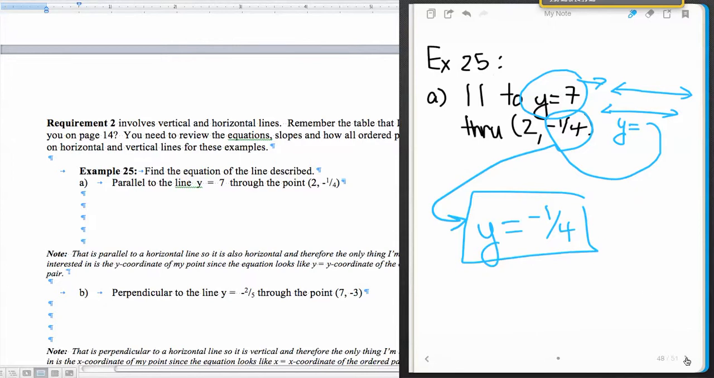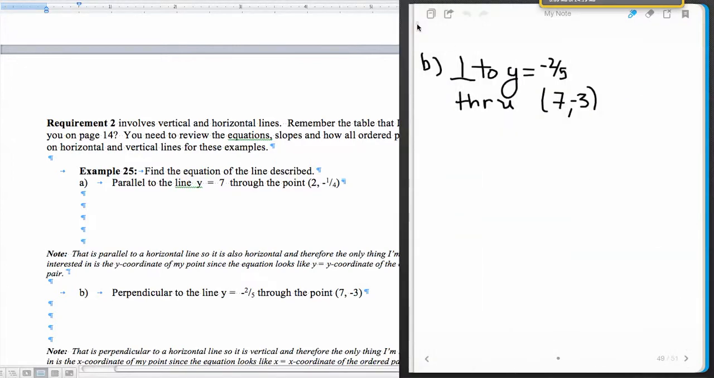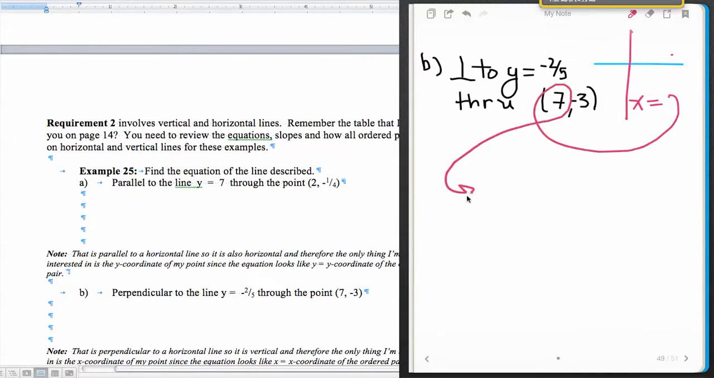Moving on to part B, we have perpendicular to a y equals line. So here's a y equals line. Well, perpendicular to a y equals line is this type of line. This type of line is an x equals line. When we have an x equals line, we have to know the x coordinate here. So that's going to tell us that our equation looks like x is equal to 7. And that's how we'll find the equation of that line.